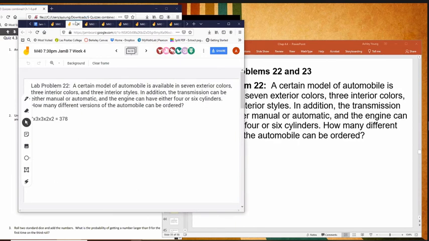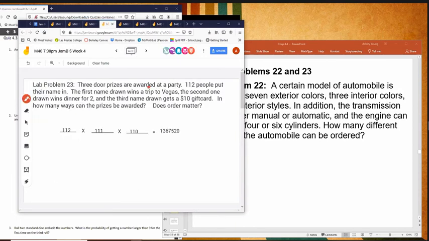Someone had, oh, this is pretty good. Okay, good. So, door prizes. Does it matter what order it's in? Does it matter when you get a trip to Vegas versus if you get a $10 gift card? Yes, order totally matters, right? So here, order matters. We're picking from a pool of people, and we cannot reuse people, so it's going to be a permutation.